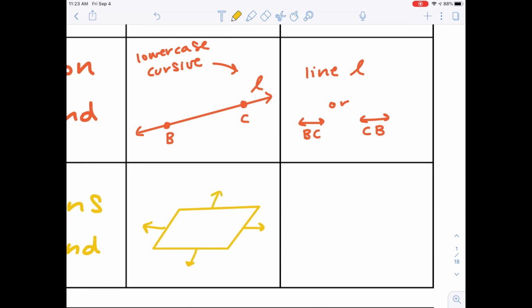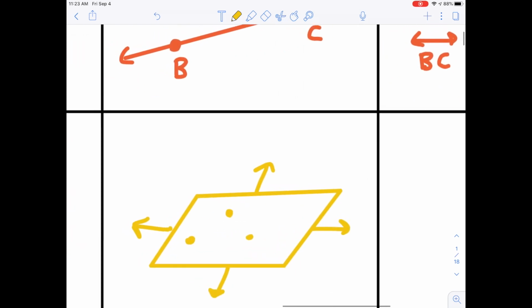Okay, if the earth was flat, that would be an example of a plane. The way that we define planes is very similar to lines. We look at the different points that are on a plane, because again, planes are made of infinitely many points, and we use those to help us with the name of the plane.